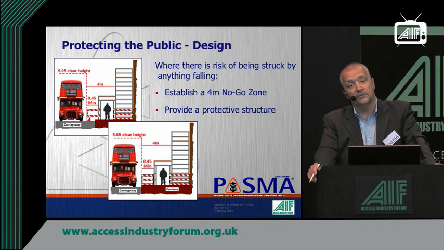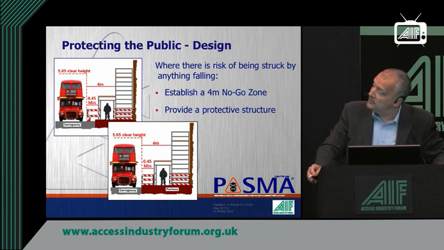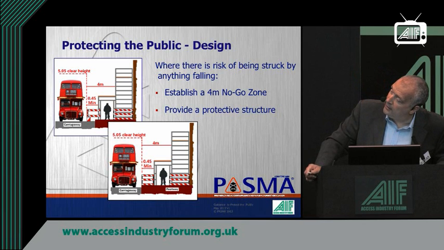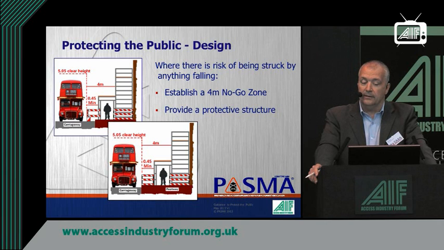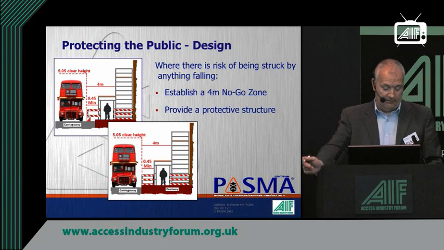So in those circumstances, you would build, as it shows here, a protective structure alongside the tower, and that would prevent the pedestrian being struck by anything that fell from the tower. And you'd build in that 4-metre zone so that nothing can get within 4 metres of the tower. So again, nothing could be hit by anything falling.